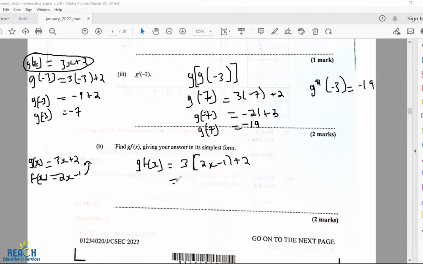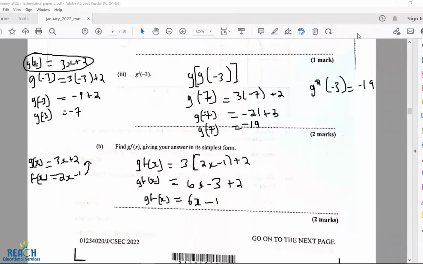So I multiply by everything in the bracket. 3 times 2x is 6x. 3 times -1 is -3, added to 2. So that would give us -3 plus 2, which is -1. So g f of x is equal to 6x minus 1, and that's in its simplest form, our lowest terms.